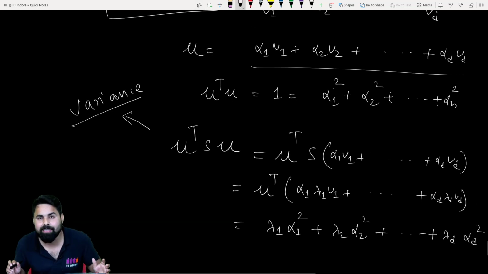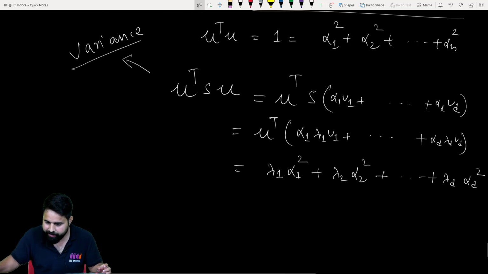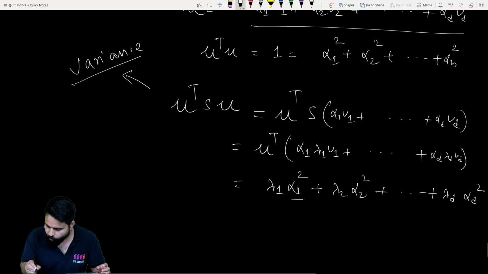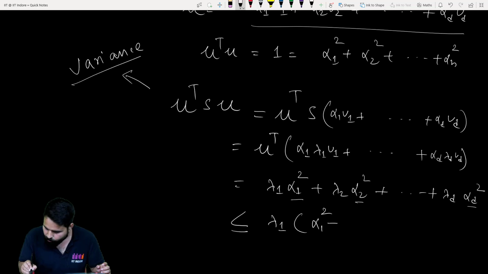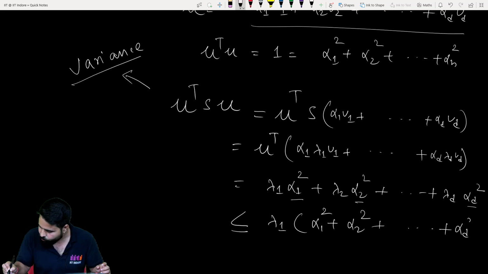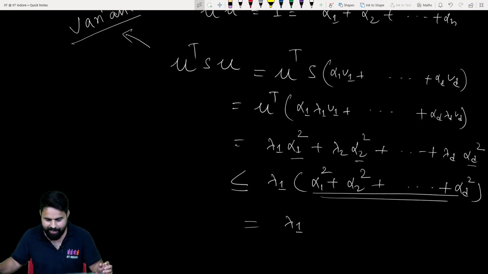Now as lambda 1 is the largest eigenvalue, the largest number among all these eigenvalues, and all these quantities alpha squared are positive, I can safely write that this quantity will always be less than or equal to lambda 1 times alpha 1 square plus alpha 2 square up to alpha d square. But we know that this sum is equal to 1. So this is equal to lambda 1. So what we get? We get this, right.